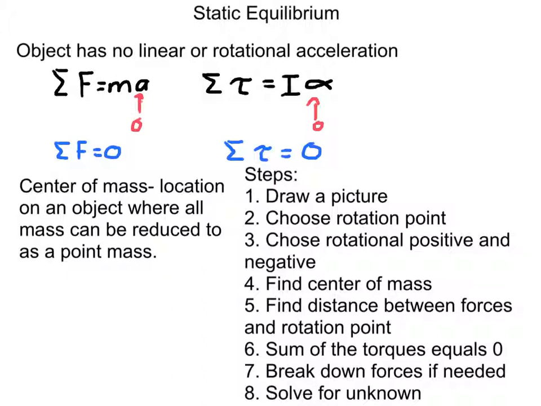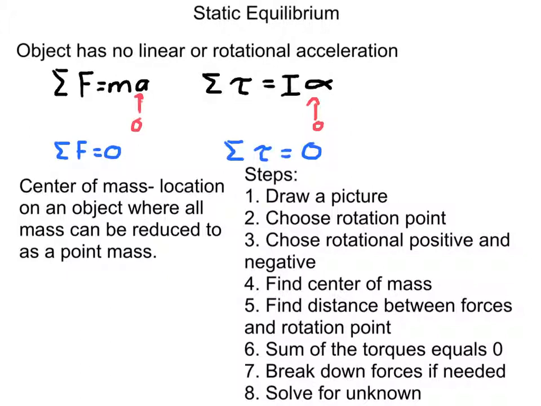Find the center of mass, because the center of mass, oh, I skipped one. Choose rotational positive and negative. And it doesn't matter which way you choose. Maybe you choose clockwise as positive, counterclockwise as negative, or vice versa. Find the center of mass. The reason the center of mass is very important is because whatever the object is you're dealing with, yes, there are forces pushing down or up on it, but the center of mass itself can cause a torque because the object itself has mass. So you'll have to deal with the torque caused by the center of mass.